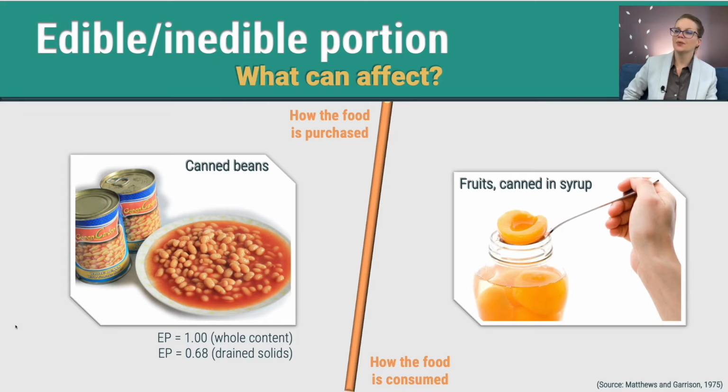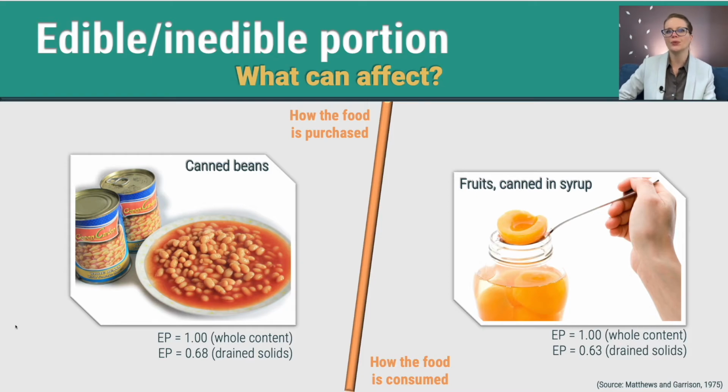And similarly, we can have fruits canned in syrup. If we consider that the person will consume the whole content, we will have that the edible portion is 1. But if we want to consider that only the drained solids, only the fruit, will be consumed, then in this case for peach, we would have that 0.63 or 63% will correspond to the edible part.